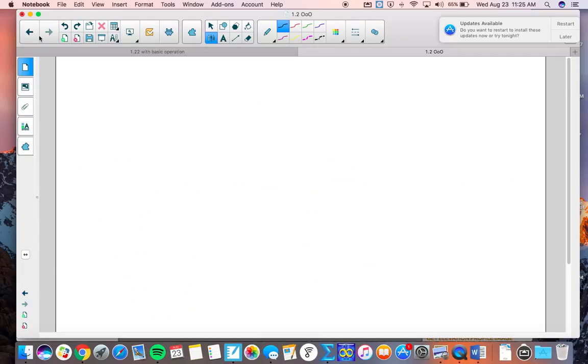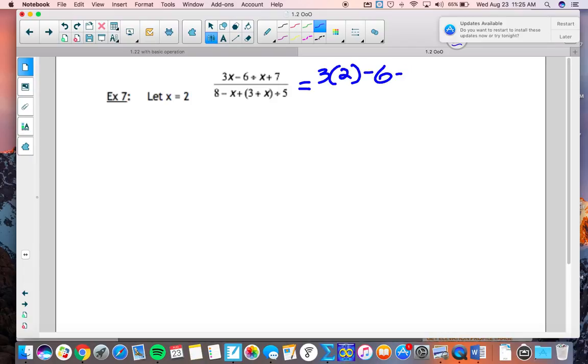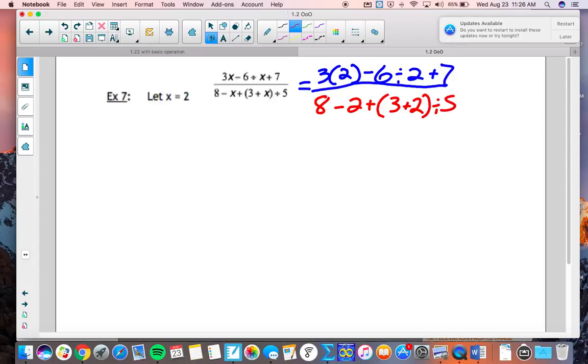Let's try one more. Holy cow. Substitution and simplifying a big old fraction. So here we go. I could rewrite this as 3 times 2 minus 6 divided by 2 plus 7. That's going to be my top. And on the bottom, I've got 8 minus 2 plus parentheses 3 plus 2, sorry, that's a little bit fuzzy, divided by 5. Let's go with that. That's what we're making the problem be. There it is.